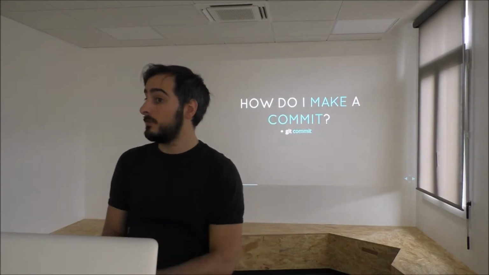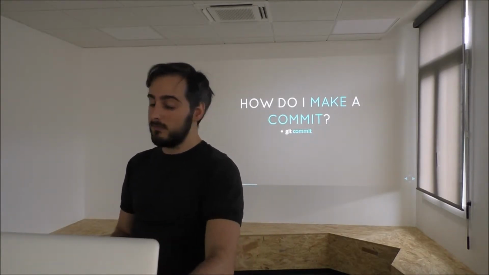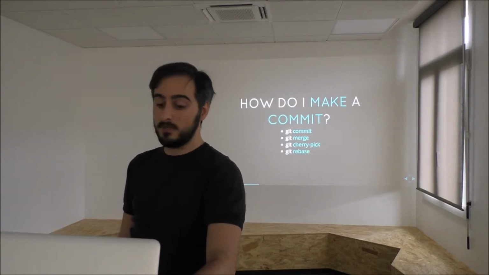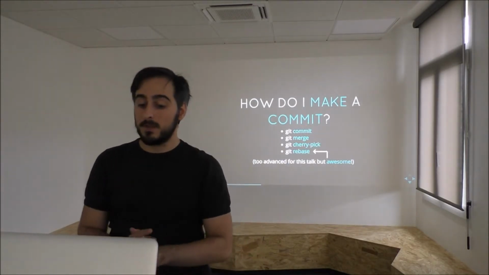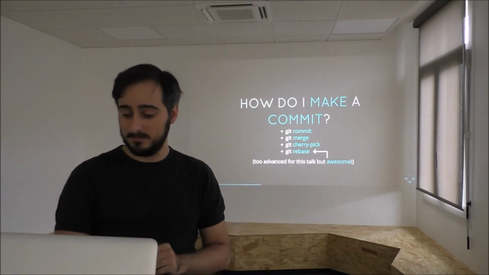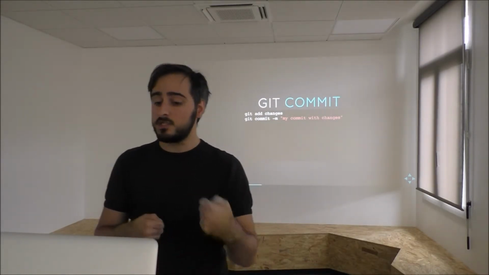How can you make a commit? How do you do commits? You have a command named git commit, you have git merge, you have git cherry-pick, you have git rebase. I won't talk about git rebase, but it's one of my favorite tools in Git. Okay, git commit. How do you work with git commit? You add changes, and then you commit with a message.